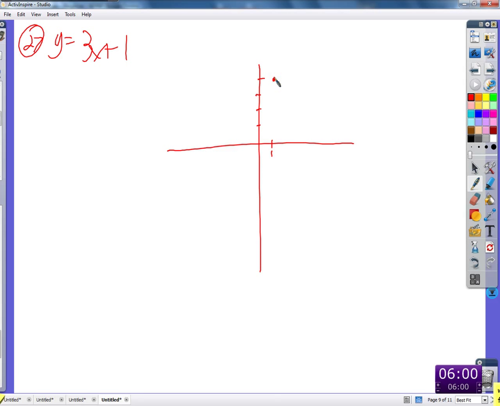How about if we go to 2? What's the output at 2? 7. 3, 4, 5, 6, 7. That's it. It wouldn't be up there. Okay, it's the best I can do. How about 0? We'll come back the other way. 1, 0, 1. Negative 1.